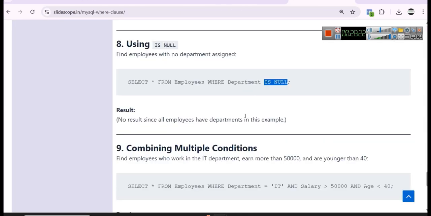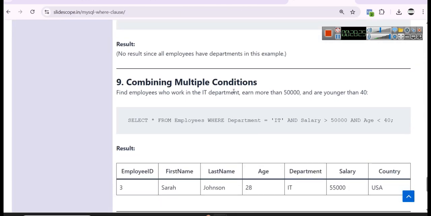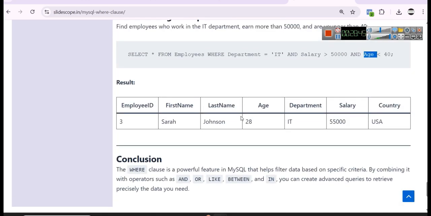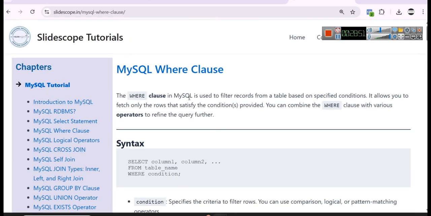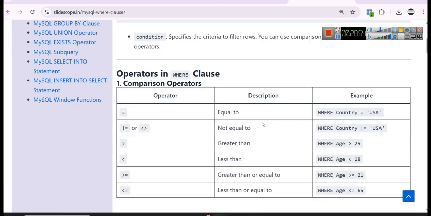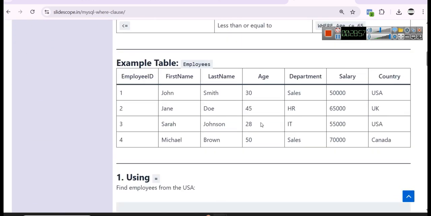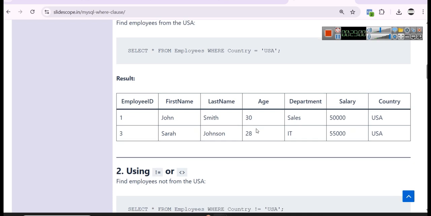So I will request you guys to go through all these questions and try to understand them. Here we have combined multiple conditions. Select star from employee where department is IT and salary is greater than 50,000 and age is less than 40. So here you can see we have written three conditions. This URL is already with you. So this is the MySQL where clause. Just go through them, apply all these conditions on different examples in the Northwind database, and let me know in the next class if you have any problems.